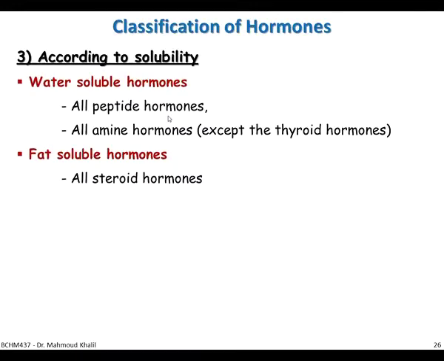The third criterion for classification of hormones is based on solubility. So you have water-soluble hormones and fat or lipid-soluble hormones. Of course, the water-soluble hormones are all peptide hormones and all amine hormones, except the thyroid hormones, while the lipid-soluble or fat-soluble hormones include all the steroid hormones.